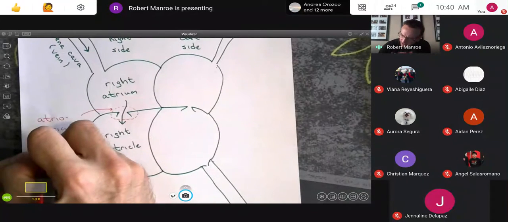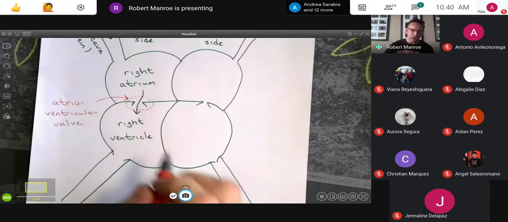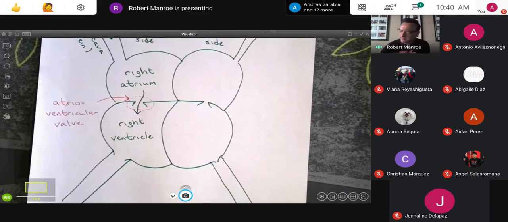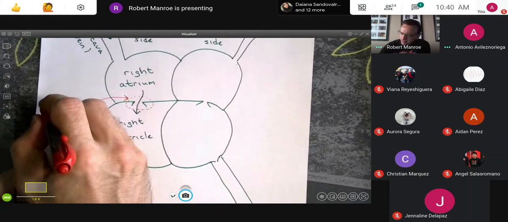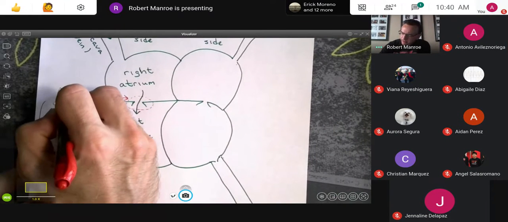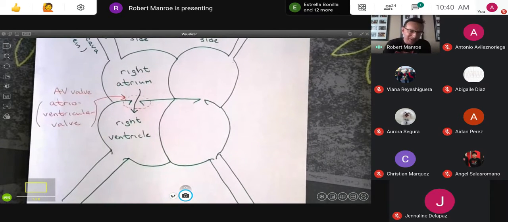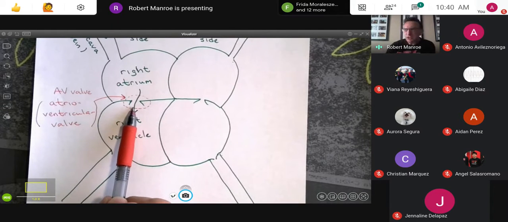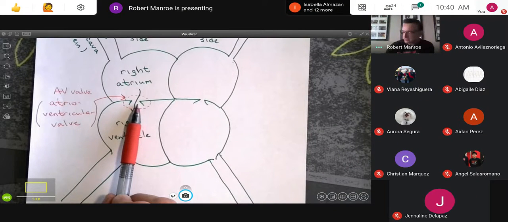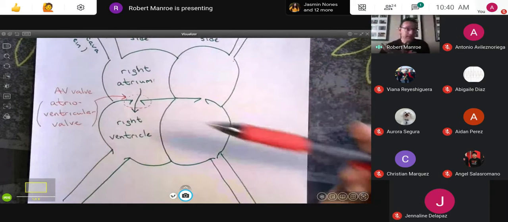Now, do you think we really call it the atrioventricular valve? Do you think we say that all the time? No. What do you think we say instead? We say the AV valve. Nobody says atrioventricular valve. Why is this valve called the atrioventricular valve? Because this valve is located between what? The atrium and the ventricle. Okay, it's the AV valve.